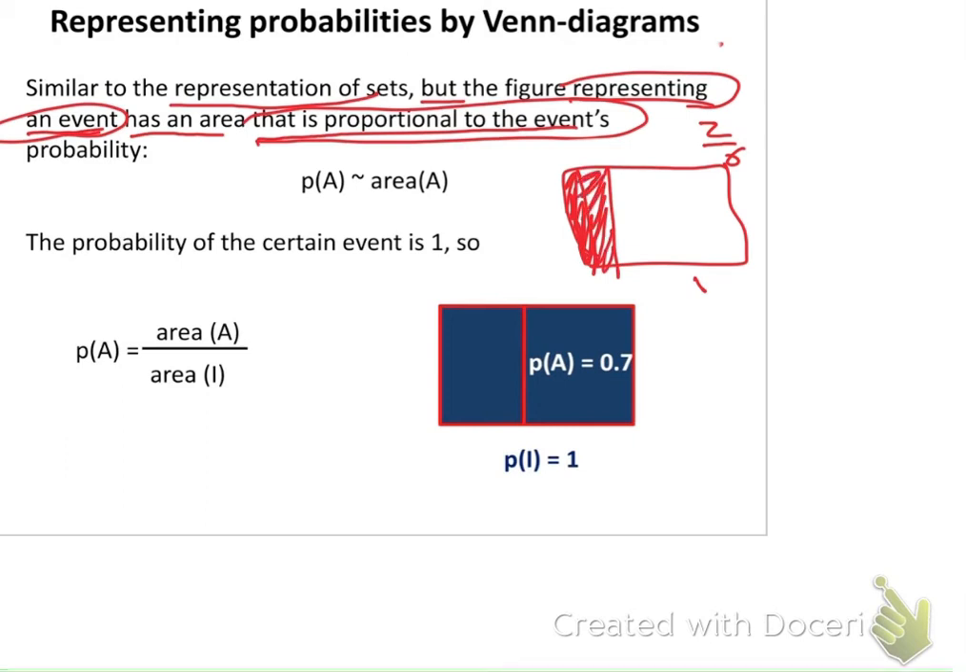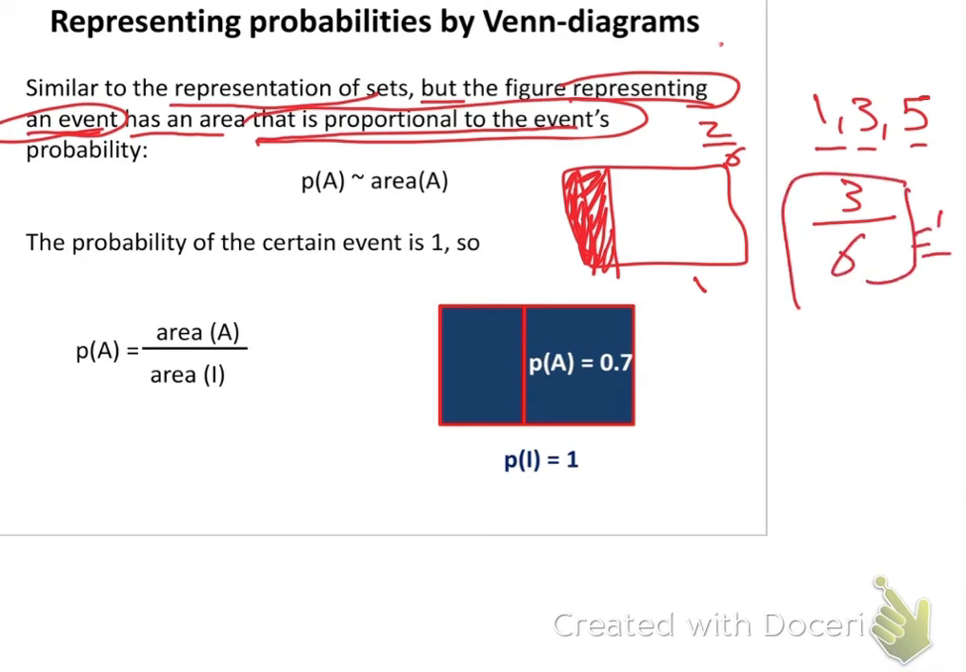If I set the probability of odd numbers, it will be 1, 3, and 5. If I throw the dice, it will be 3, and the total possible ways are 6. So 3 over 6, which is half. So it will be another section, so I have 3 sections, and so on. It will be represented as area.